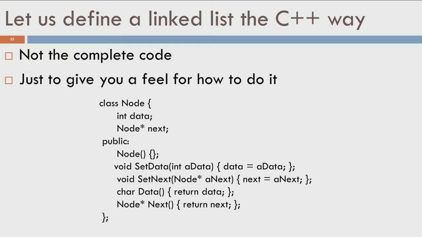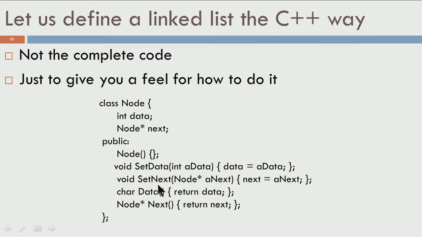So, let us see how to define the linked list in a C++ way. This is what I was promising earlier, right. So, to define linked list in a C++ way, you would do something like this. We define a class called node. This is very similar to a structure, right. So, we had struct node data and next. Here we have class node where the private members are data and next. We also provide public methods. Let us look at the public methods.